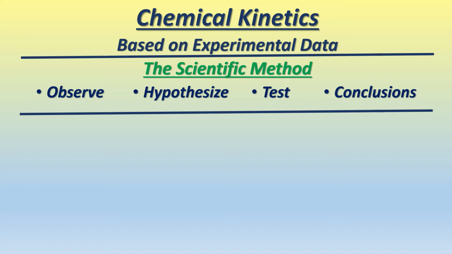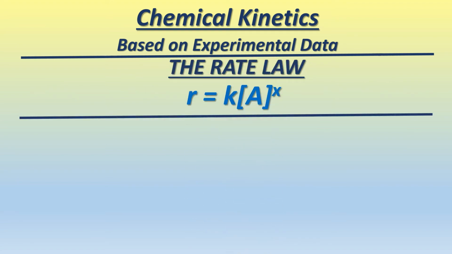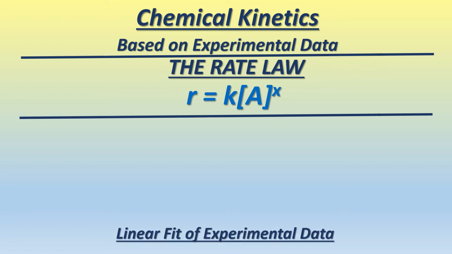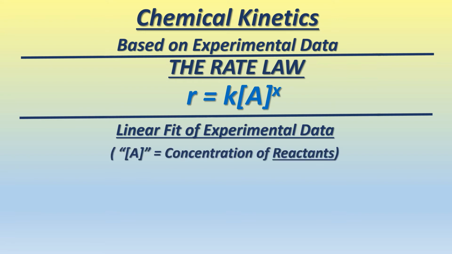All chemical reactions are defined kinetically by a rate law. The rate law is identical for every reaction. R is equal to k times A to the x. This is based on experiments. The rate law is a linear fit of the nonlinear experimental data. A, in all cases, is going to be the concentration of reactants because that is the only thing that you know. So within this equation of the line, where A is your independent variable that you can change, you have two other constants.